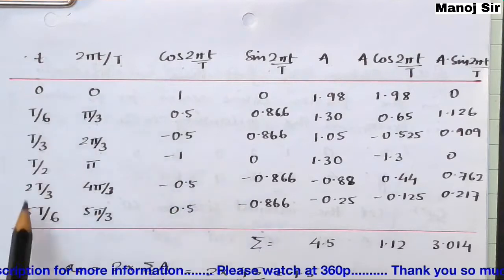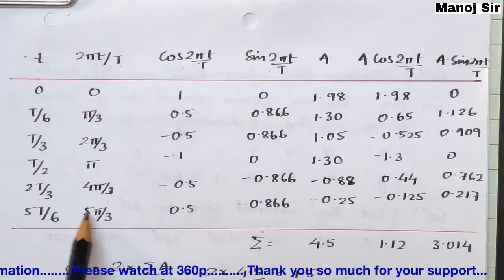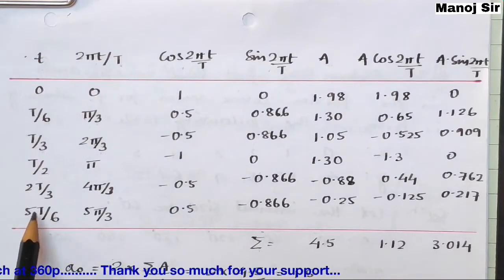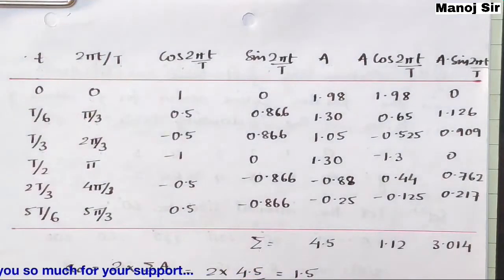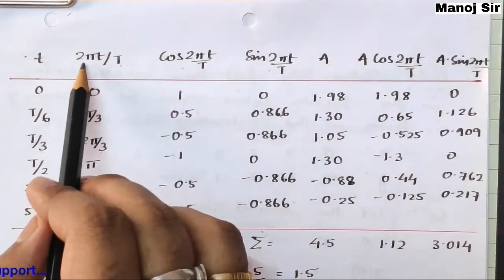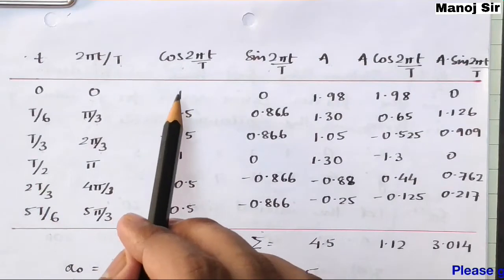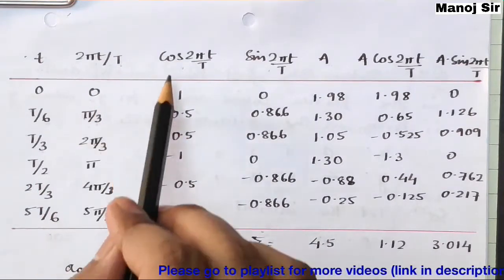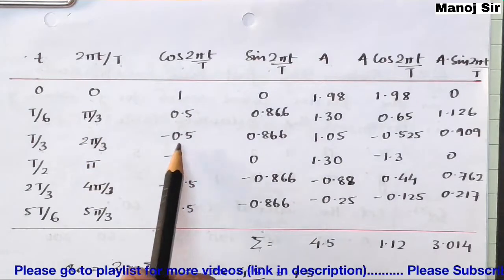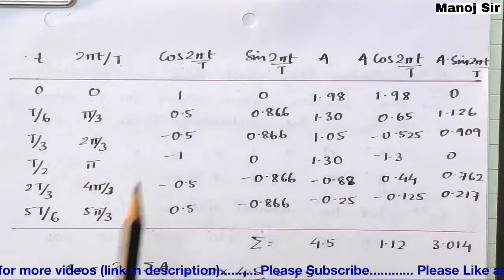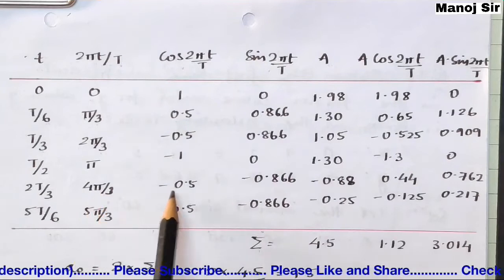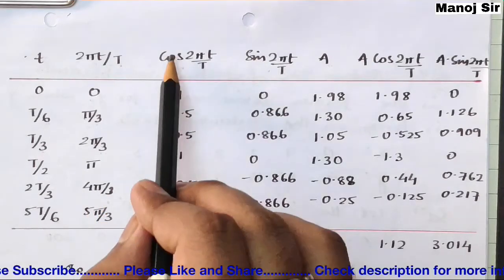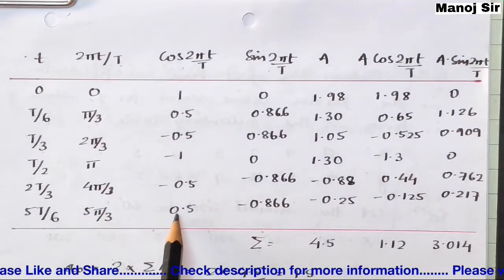In the same way, you will get this value, corresponding to t equals 5T upon 6. Now, cos of this value: cos of 0 is 1. Cos of pi by 3 is 0.5. Cos of 2 pi by 3 is minus 0.5. Cos of pi is minus 1. Cos of 4 pi by 3 is minus 0.5. Cos of 5 pi by 3 is 0.5.